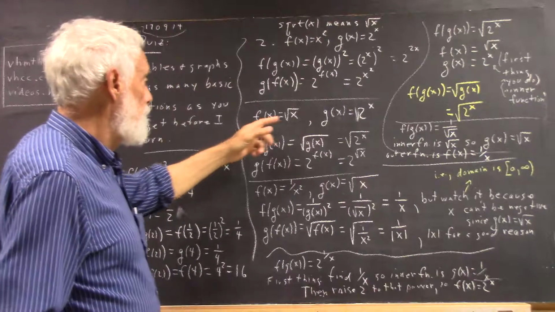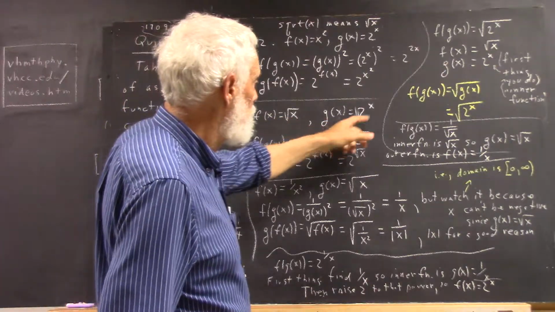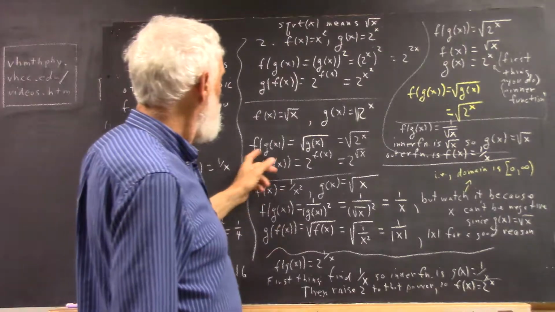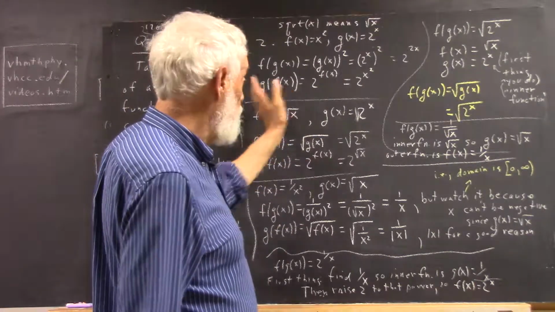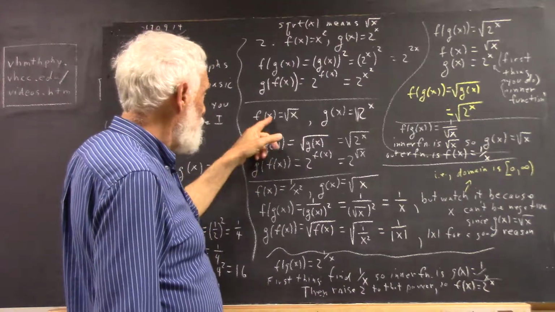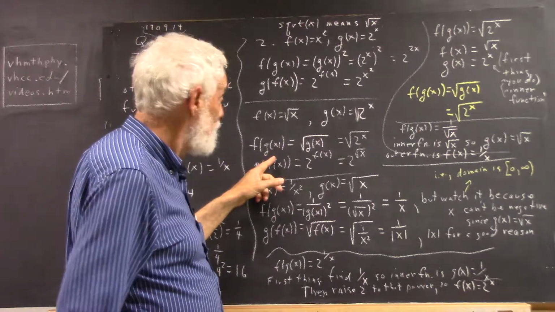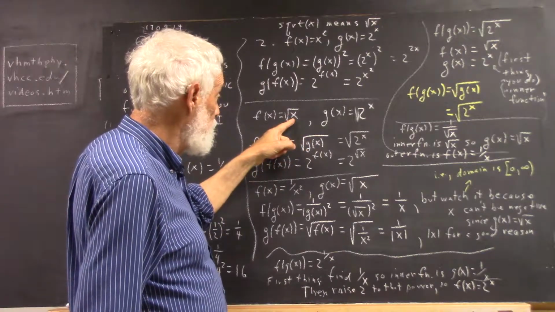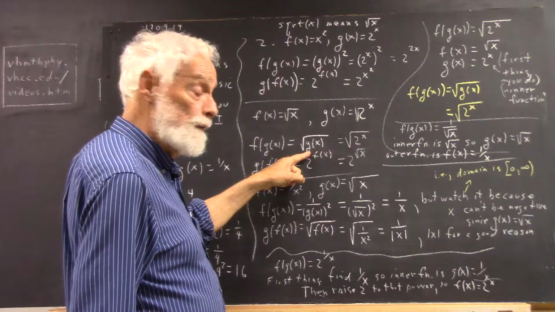Okay, now if f of x is the square root of x, and g of x is 2 to the x, then f of g of x: we only look at the f of x. We don't pay any attention to g of x. We look at f of x. x has been replaced by g of x, so we replace this x by g of x, which gives us the square root of g of x.